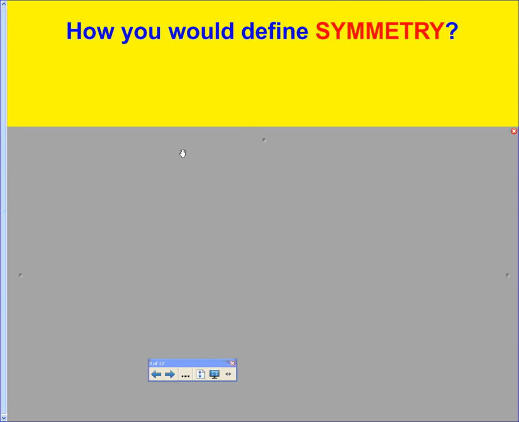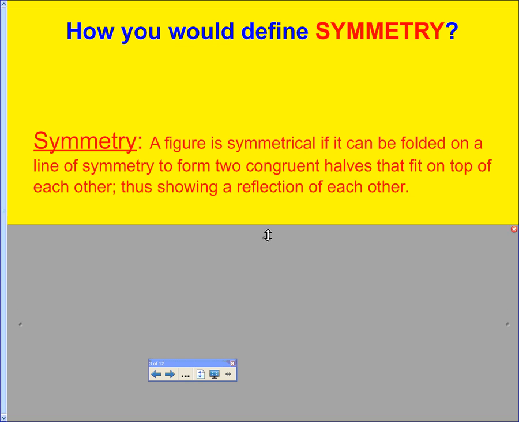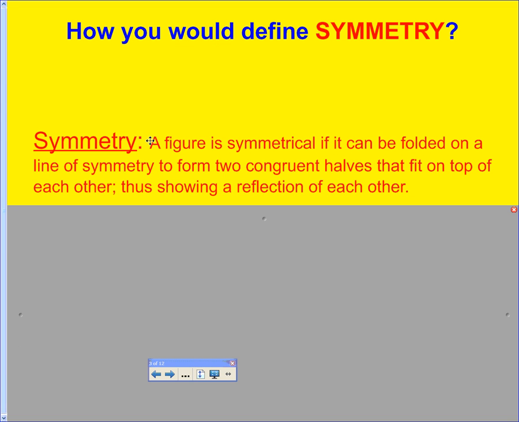So how would you define symmetry? Well, the definition that we have is: a figure is symmetrical if it can be folded on a line of symmetry into two congruent halves that fit on top of each other, thus showing a reflection of each other. That's a really complicated definition.